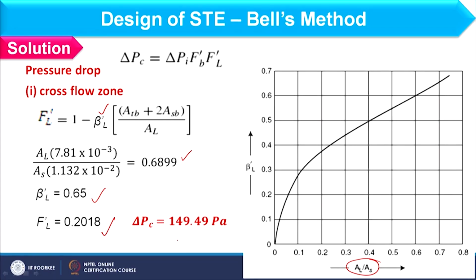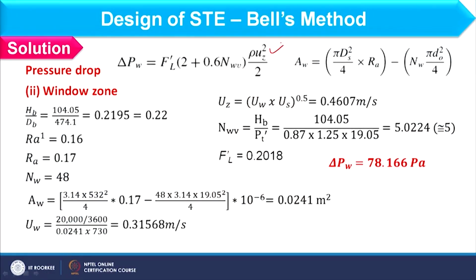So, considering delta Pi, FB dash and FL dash, you can find out the pressure drop in the cross flow zone as 149.49 Pascal. Now, we have to find out the pressure drop in the window zone. This is the expression for pressure drop in the window zone. Here I have to find out NWV and UZ, and UZ is basically the geometric mean of US and UW.